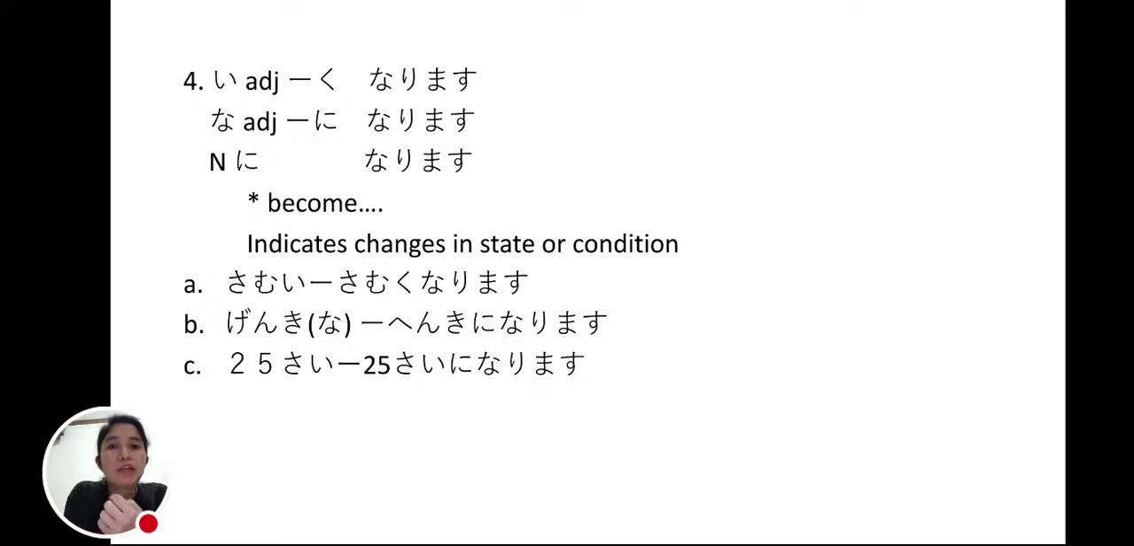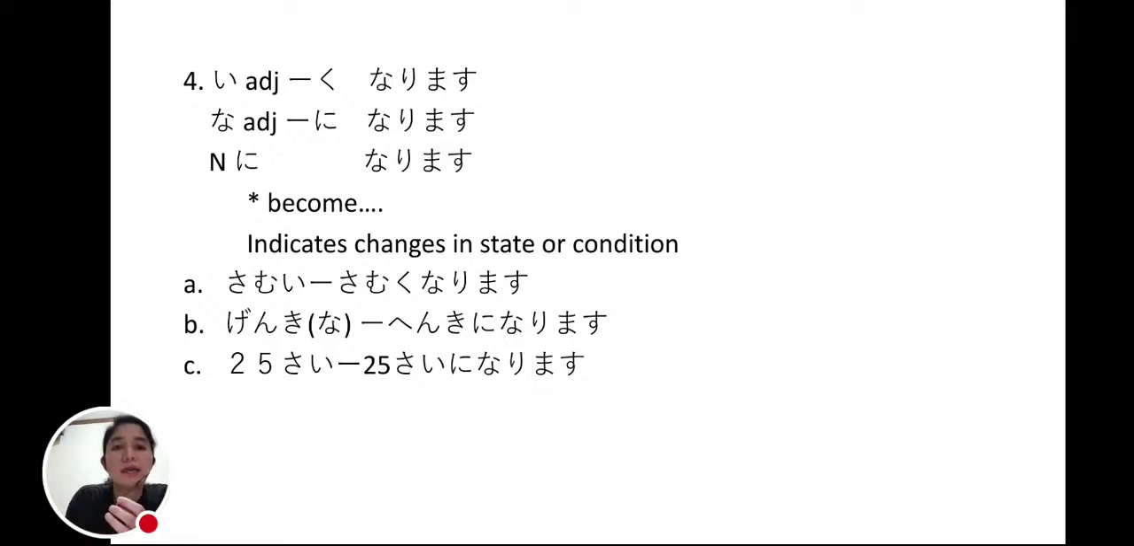Next, we have letter B, na adjective genki. Genki is a na adjective. So na will become ni, and then add narimasu. So genki ni narimasu. That's get well. In English, get well. Genki ni narimasu.